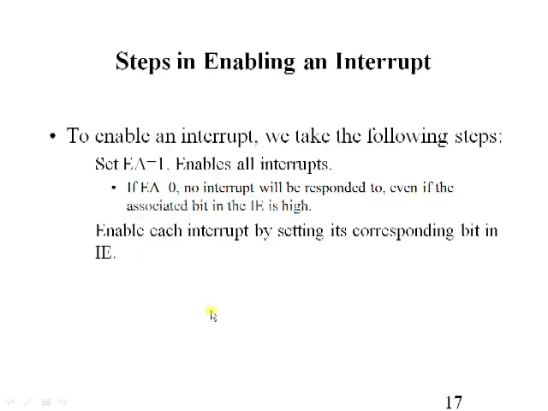Now let us see the steps for enabling the interrupt. To enable an interrupt, we take the following steps. EA should be 1, so that the interrupts can be enabled. If EA is 0, no interrupt will be responded to, even if the associated bit in the IE is high. So even if any of the interrupt bits is high, if EA is 0, then it will not recognize those interrupts. Enable each interrupt by setting its corresponding bit in IE. So we can enable any interrupt by programming a particular bit in the IE register.